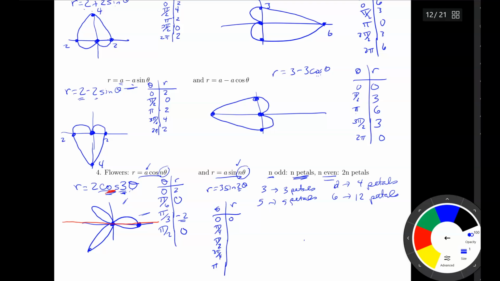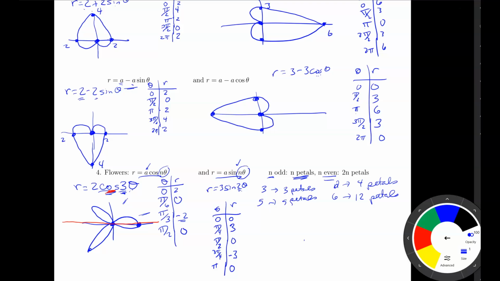So angle 0 gives me r is 0. If I put in angle pi over 4, I get sine of pi over 2, which is 1, so that gives me 3. Put in pi over 2, I get 0 again. 3 pi over 4 is going to give me a negative 3. And then pi is going to give me 0 again.